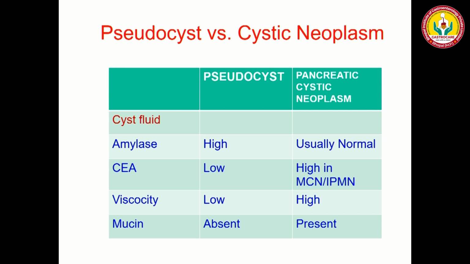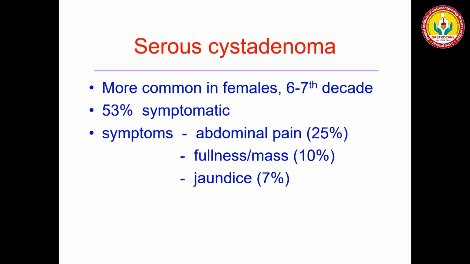Cyst fluid analysis, I'll come to that, is generally not very helpful, but if you do it, in cystic neoplasm you are primarily looking at mucin. If mucin is present, it is either MCN or IPMN and not a pseudocyst. So just a brief description of these three types.